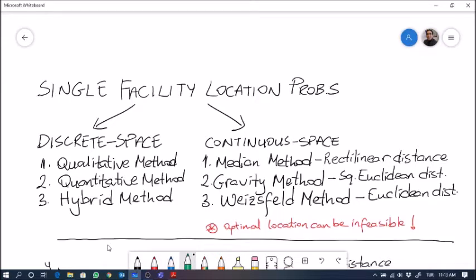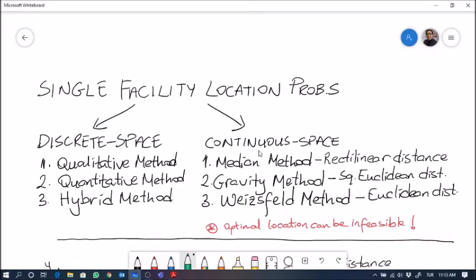We can explain the single facility location problems by the discrete space facility location problems and the continuous space facility location problems. For discrete space facility location problems, we were able to use three different methods: the qualitative method, the quantitative method, and the hybrid method. For the continuous space facility location problems, we can use the median method, the gravity method, and the white spot method. In the median method, we were using the rectilinear distance, in the gravity method, the squared Euclidean distance, and in the white spot method, the Euclidean distance.